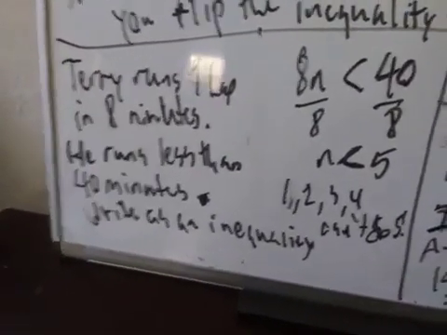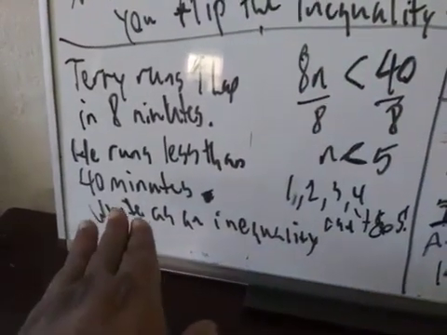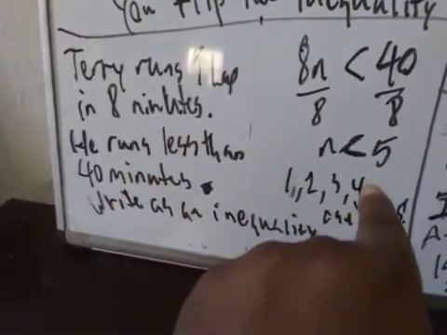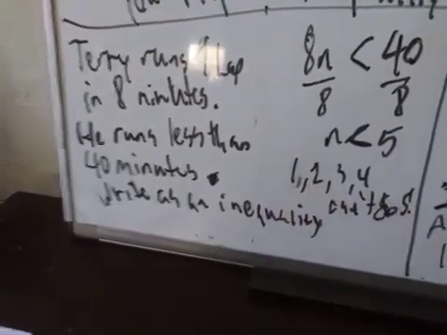If it was 5 and less, there would be a line under here. But he can't do 40. He runs less than 40. So that means he can only do less than 5 laps, meaning 4, 3, 2, or 1. So he's only doing 1 through 4, but he can't do 5.